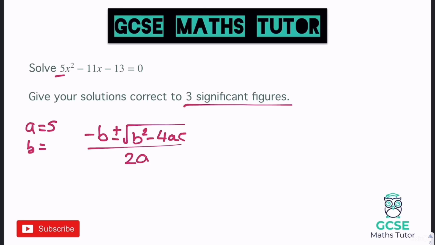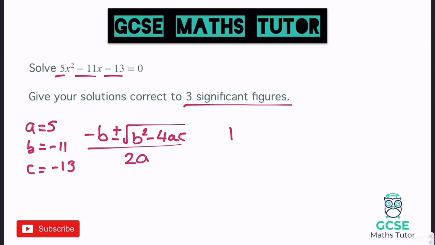We've got b equals, and you've got to be careful because you've got to get the signs in with it, negative 11. So b is negative 11. And c is, again, that number at the end, negative 13. So first things first, we just need to put them all in the right place. So minus b will be, well, negative b. And b is already negative, so that becomes positive.